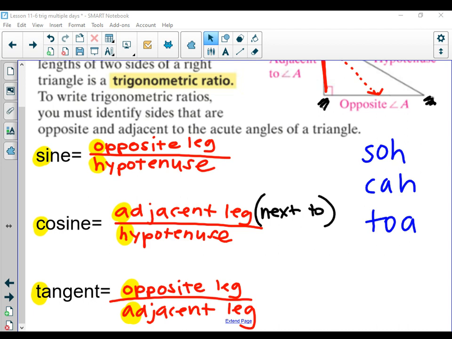Opposite hypotenuse sine. Opposite hypotenuse cosine. Adjacent hypotenuse tangent. Opposite adjacent tangent.